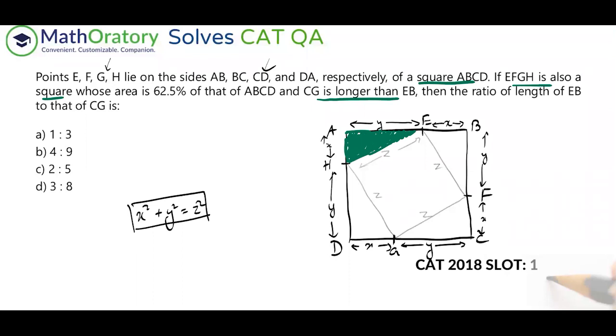And the other part is the relationship between the areas of these two squares. We know that the area of the smaller square is 62.5%, which is 5 by 8 of the area of the larger square, right? So what we have is something like this. Let me write it here. Z square, that is the area of the smaller square, upon X plus Y whole square, the side of the bigger square being X plus Y, is equal to 5 by 8. So this is what we have.